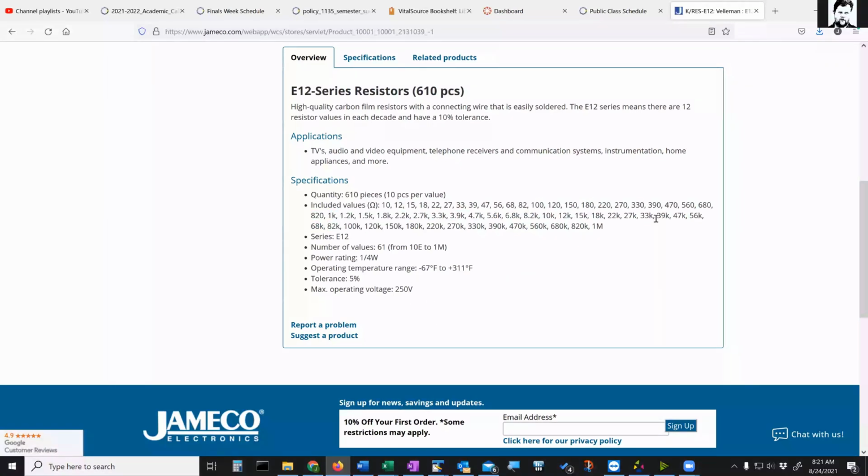And then the last decade they give you would be right here: 100, 120, 150, 180, 220, 270. Yeah, so that looks like a complete decade there. And then 1 mega ohm, they don't give you anything above 1 mega ohm, which is fine. So that's what that term E12 means. There's 61 different values in this particular kit, and these are 1/4 watt resistors.